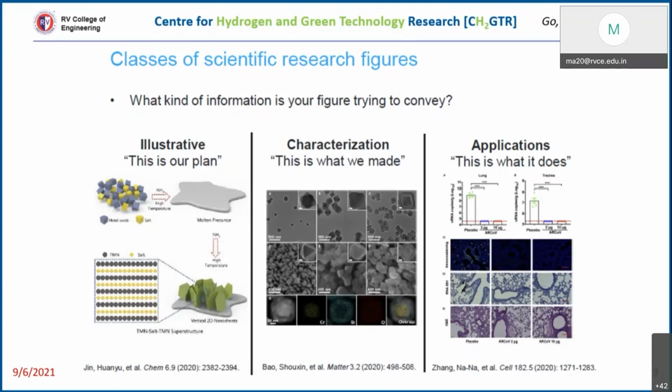The third one is applications. Whatever you prepared, what is it used for? How does it work? That information you are going to convey through a third category of figures. Application figures could be graphs as well. So these are the types of pictures that you end up using in scientific writing. This is about the importance of pictures and how you are going to do that.